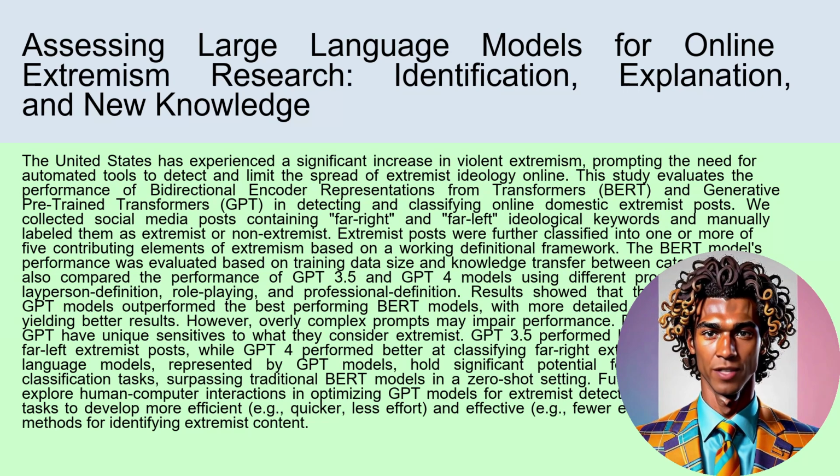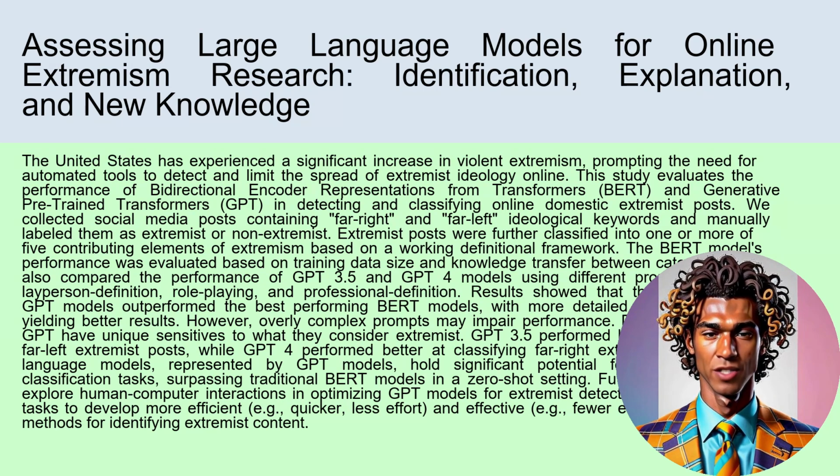The researchers found that GPT models, particularly GPT-4, performed better than BERT models in identifying extremist content, especially when provided with detailed prompts. The research also revealed that different versions of GPT exhibit unique sensitivities towards what they consider extremist, with GPT 3.5 being better at classifying far-left extremist posts and GPT-4 excelling in identifying far-right extremist posts.